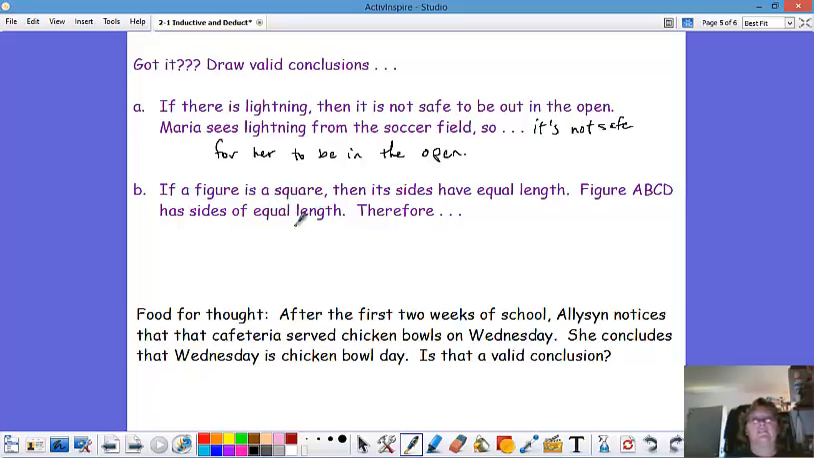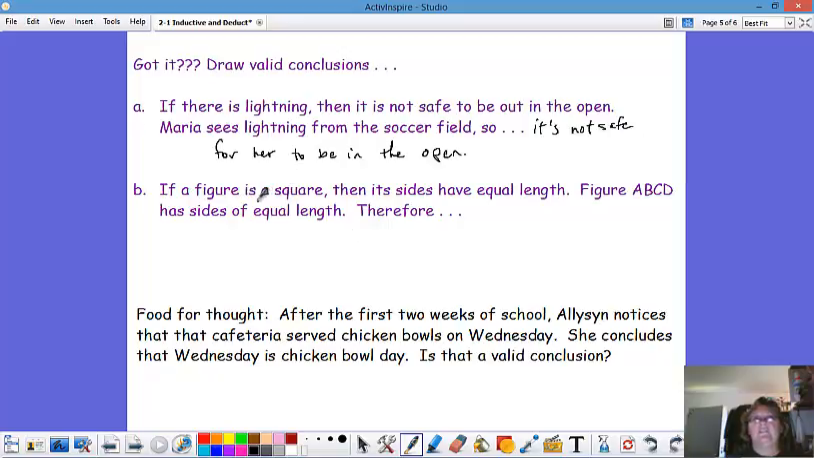If a figure is a square, then its sides have equal length. Figure ABCD has sides of equal length. Therefore, and I know that I'm leaning right now to saying that ABCD must be a square. But you know what, folks? If I say that, then I've made a logical error. This doesn't really fit either of our two patterns, I don't think.